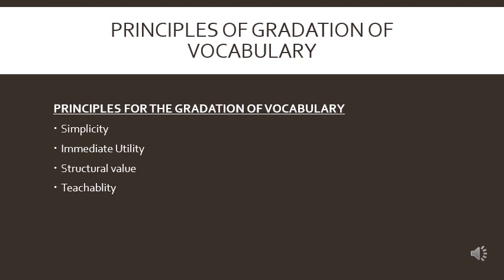In selection we have selected some 10 vocabulary words which we are going to teach. In gradation we should order those 10 words which have been selected for teaching. So in gradation the first one is simplicity. Simplicity is nothing but words which are simple in spelling and pronunciation can be taught first.